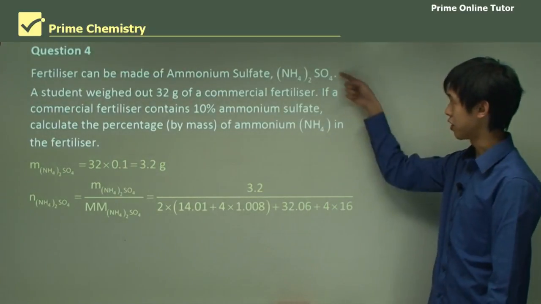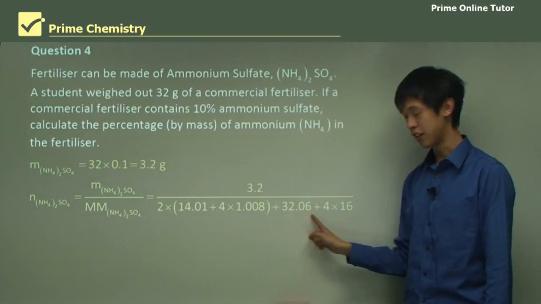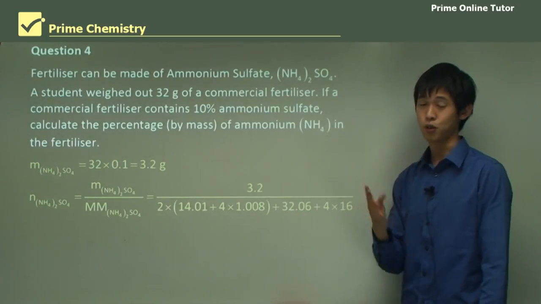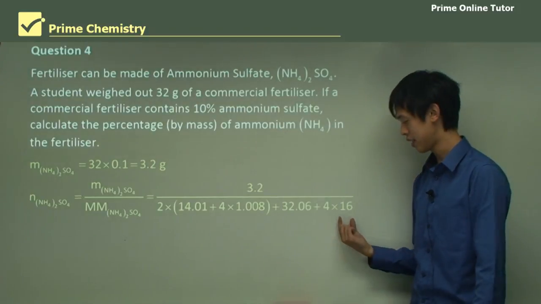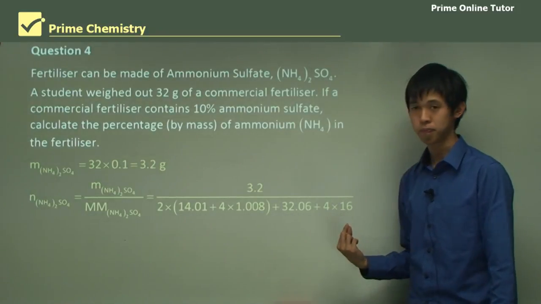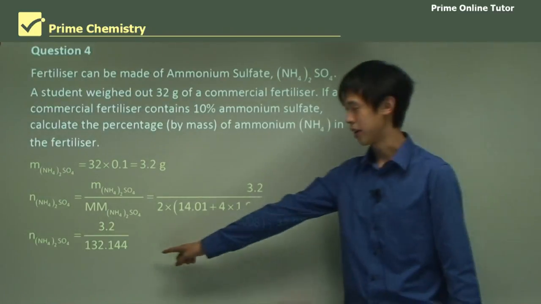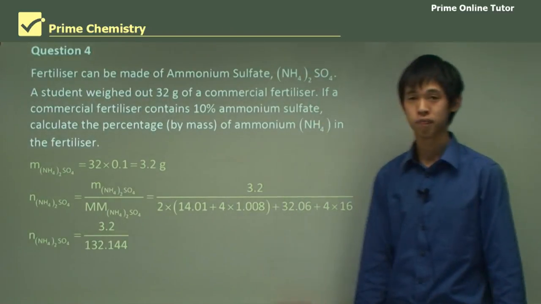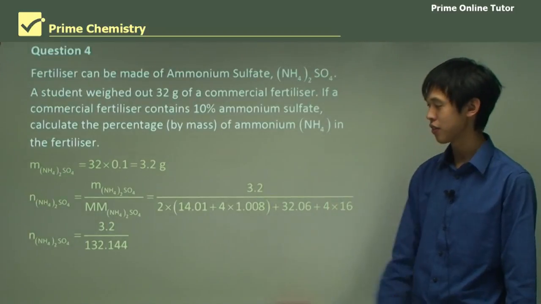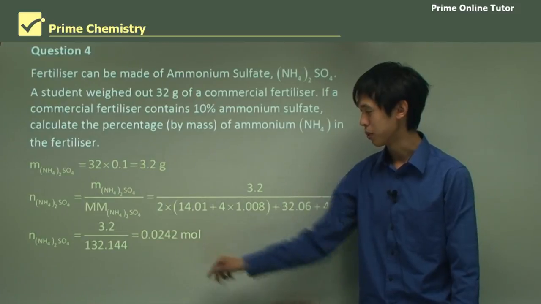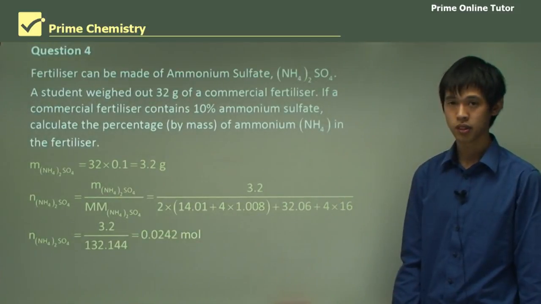And then we work on the sulfate. So sulfur is 32.06, and oxygen is 4 times 16. So there's 4 oxygens, and each one is worth 16. So that's where we get that number from, okay? And so there's our final number, 132.144. Okay, and then when we do the division, use your calculator, you'll get 0.0242 moles. Okay, you see that?